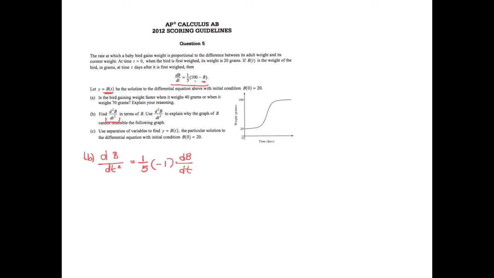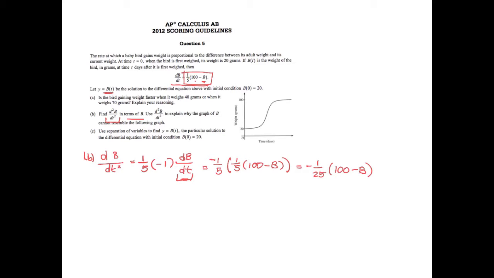Now, this says find the second derivative in terms of b, and I have a db/dt, which I can't have, but I know that db/dt equals 1/5 (100 minus b), so I'm going to plug that in. So I have negative a fifth times 1/5 times (100 minus b), which is my db/dt. My final answer is negative 1/25 times (100 minus b). That's my second derivative.